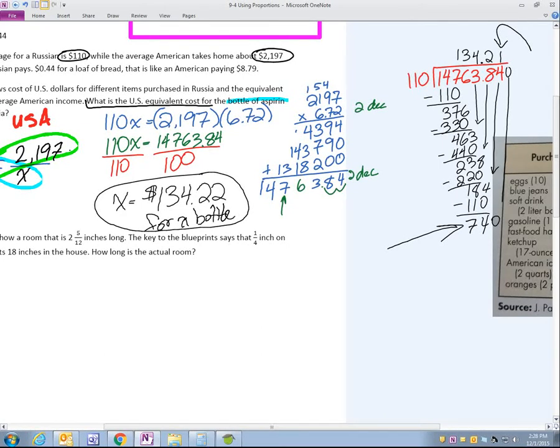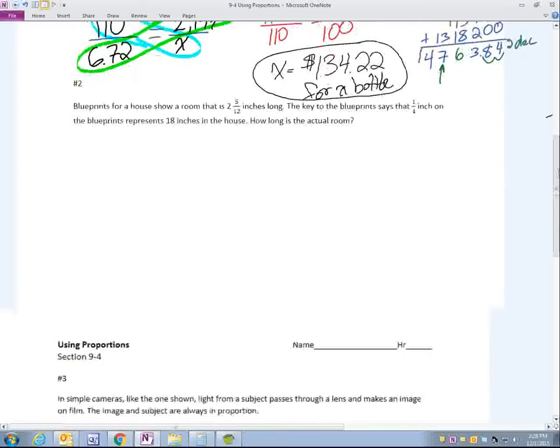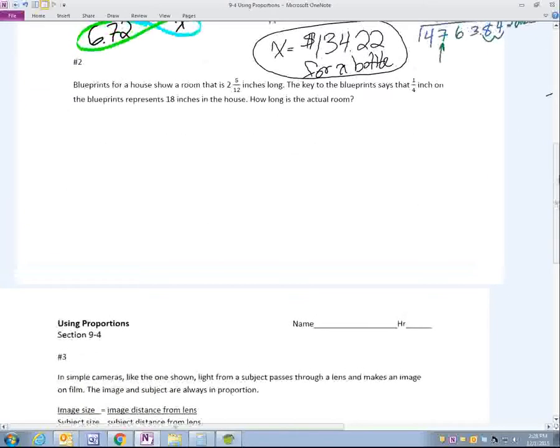So that's relative. How much it hurts the pocket of the average income Russian citizen compared to how much it would hurt our pocket with the average American making $2,100. Okay.